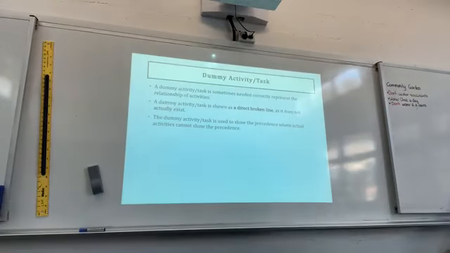All right? Now, remember a broken line, a direct broken line from a vertex to another vertex. The broken line is a dummy activity.